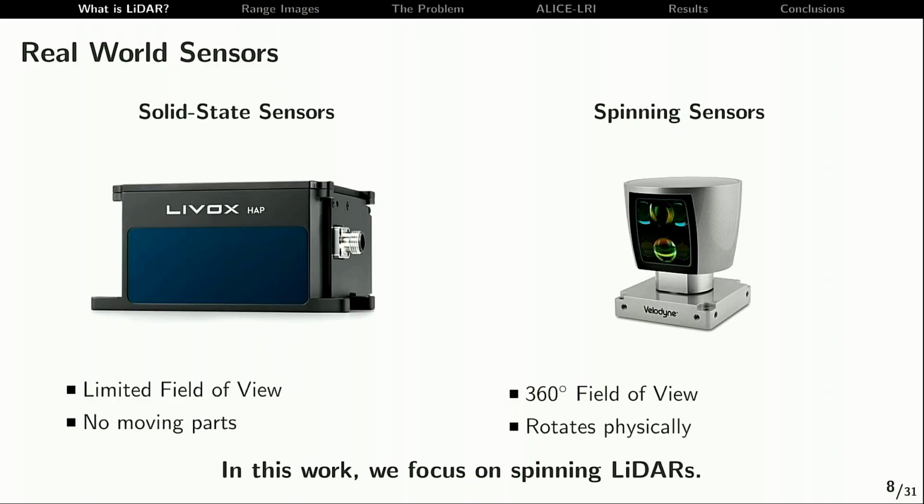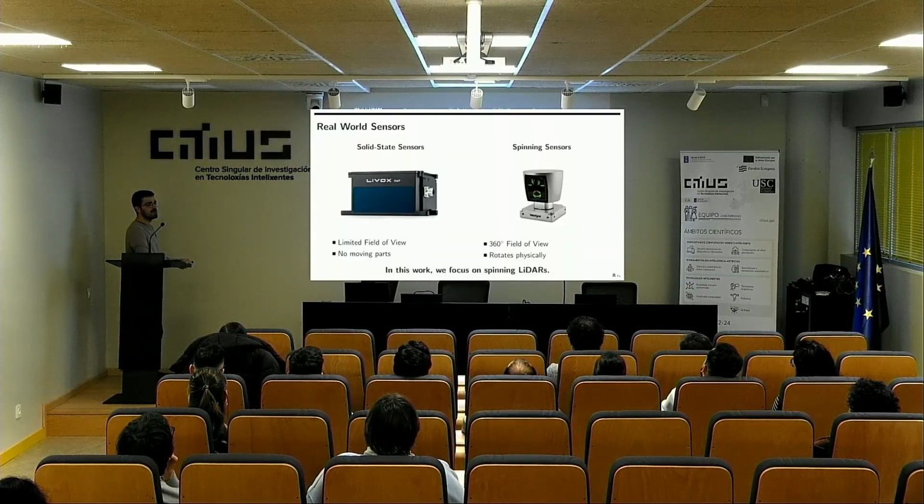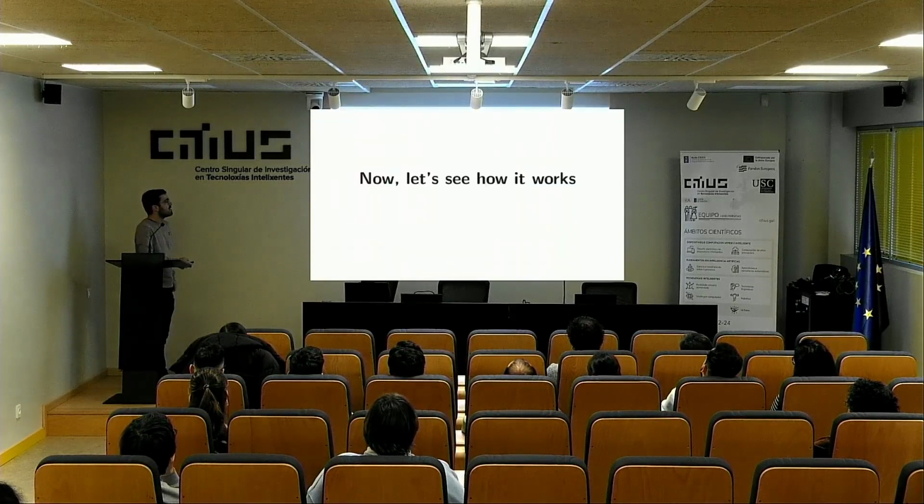On the other hand, we have spinning LiDAR sensors, which are more commonly used in autonomous vehicles, because what they have here is this head that rotates around. The lasers are here and here, basically, and this head spins around like this. So basically, it is able to see a 360 degree field of view by rotating physically, which is really nice for autonomous vehicles because we want to be able to see all around us, not just in front of us. So in this work, we focus on spinning LiDARs, which are these ones here, as I said.